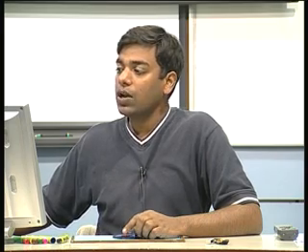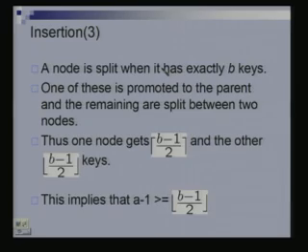Okay, so let's continue. So a node is split. Now we are going back from 2,3 trees to AB trees. In an AB tree, we are trying to insert in a node. If it has space, well and good, nothing to be done, we put it there. How much space does an AB tree node have? Space for B minus 1 keys. If it has space, we will put it.